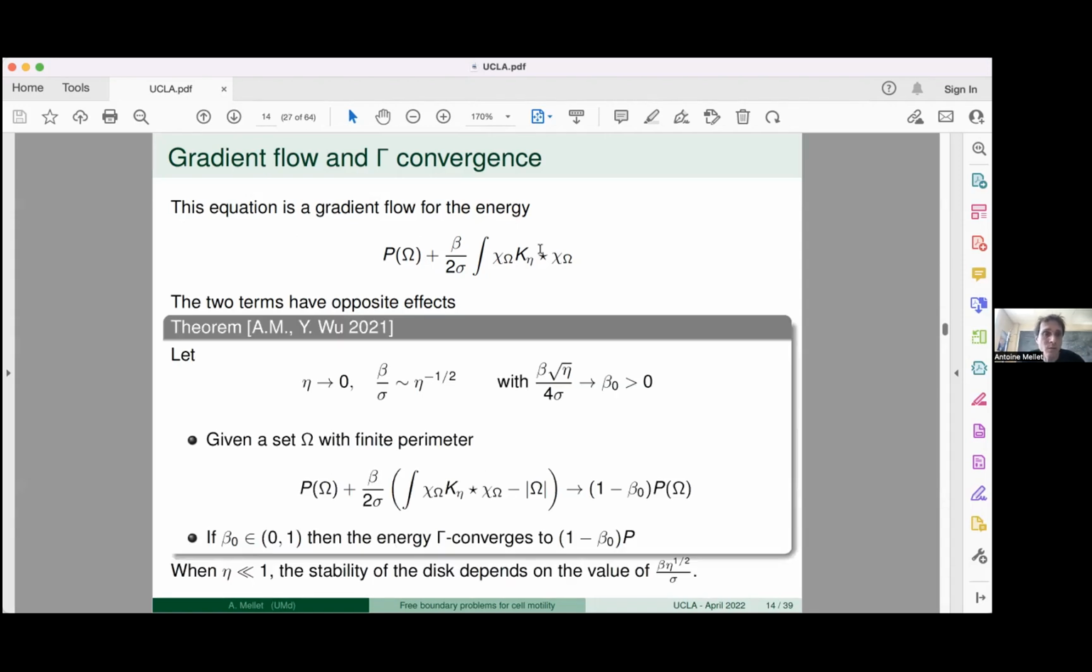And in fact, we proved with Yijing Wu that when eta is small, so now eta small means you're starting to localize a little bit, right?